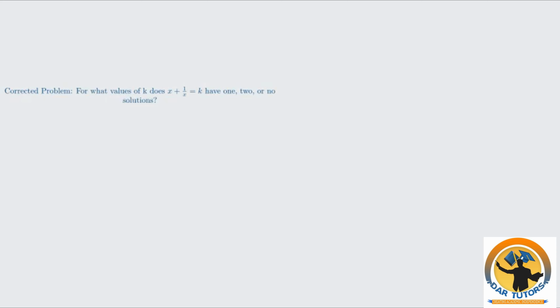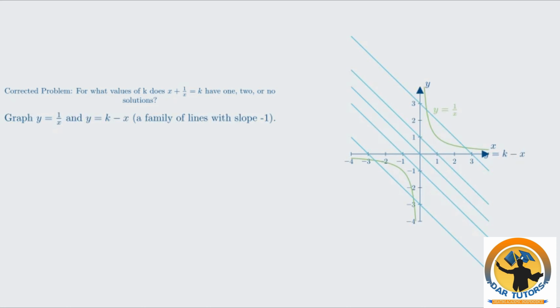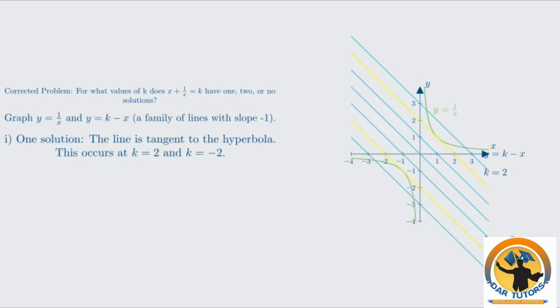We'll graph y equals 1 over x, and y equals k minus x. The graph of y equals k minus x is a family of lines, all with a slope of negative 1, but with different y-intercepts, k. Let's analyze the intersections. If the line is tangent to the hyperbola, there is exactly one intersection point.